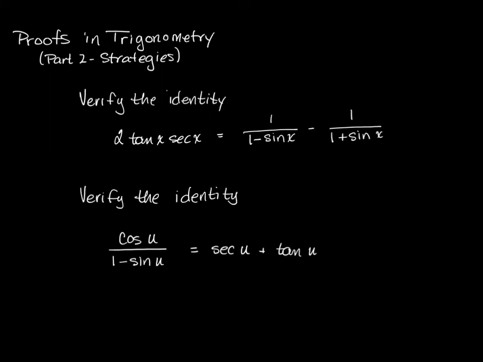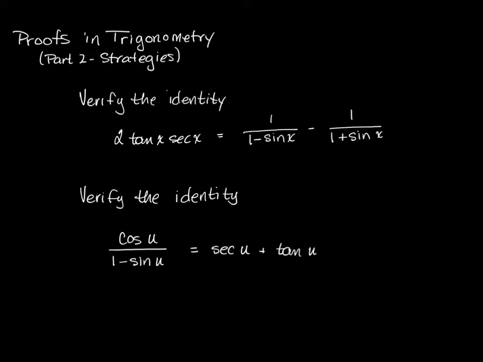Here's another problem. Verify the identity. In this case, the left-hand side of the identity is a fraction, and it contains 1 minus the sine of u. This problem looks very different from the other one, but I notice that since I have a 1 minus the sine of u, I could choose to multiply the top and bottom of this fraction by 1 plus the sine of u, thereby introducing the difference of squares.